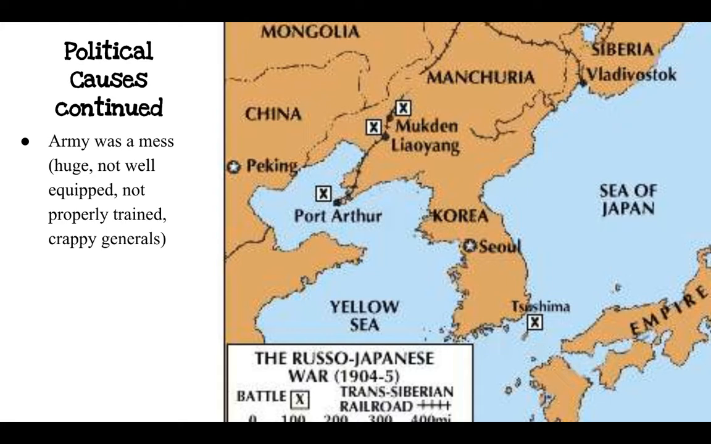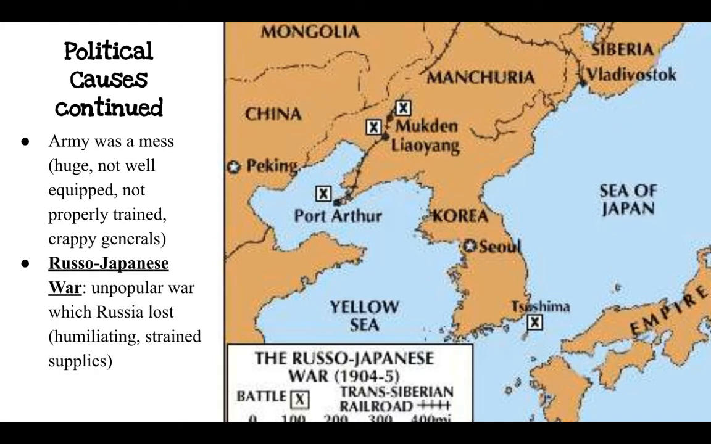And then our common soldiers were conscripted, so they were forced to serve in the military, hence why the military was so big. And the lower classes resented this because the upper classes had ways of getting out of it versus the lower classes did not. All of this would culminate and really show why this was such a problem with the Russo-Japanese War that broke out in 1904 and lasts until 1905. So this was a very unpopular war, which Russia lost.